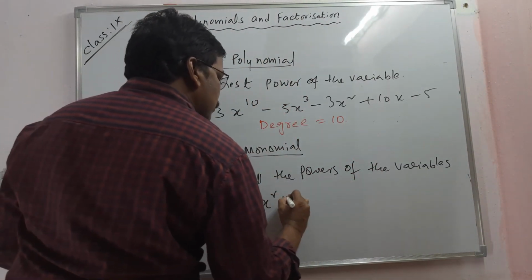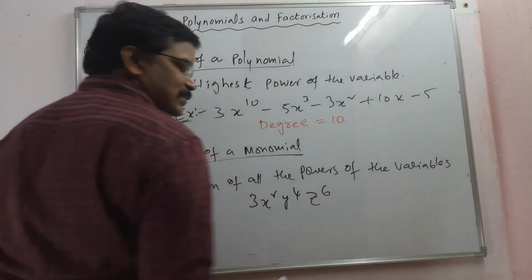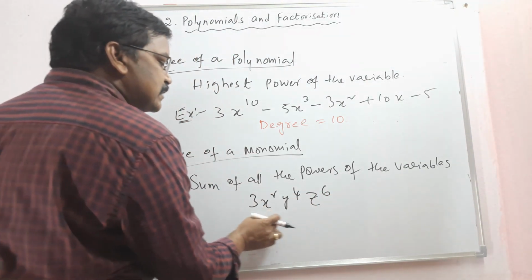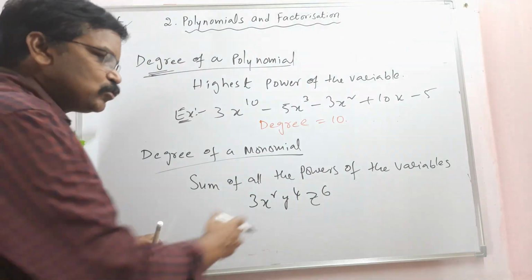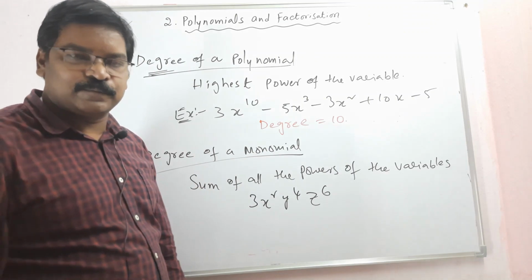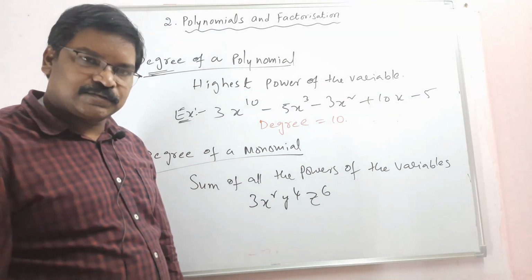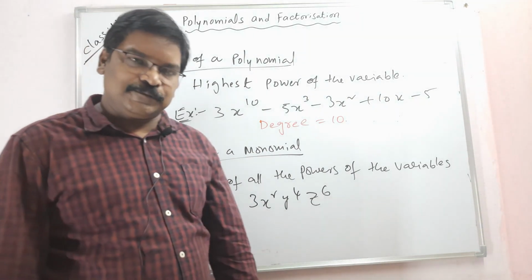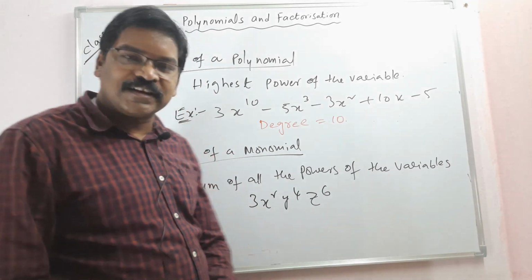3x square y power 4 z power 6. Here the variables are x, y, z. So what is its degree? If I ask this question, what is its degree? Most of the students used to tell 6. No, it's not 6.